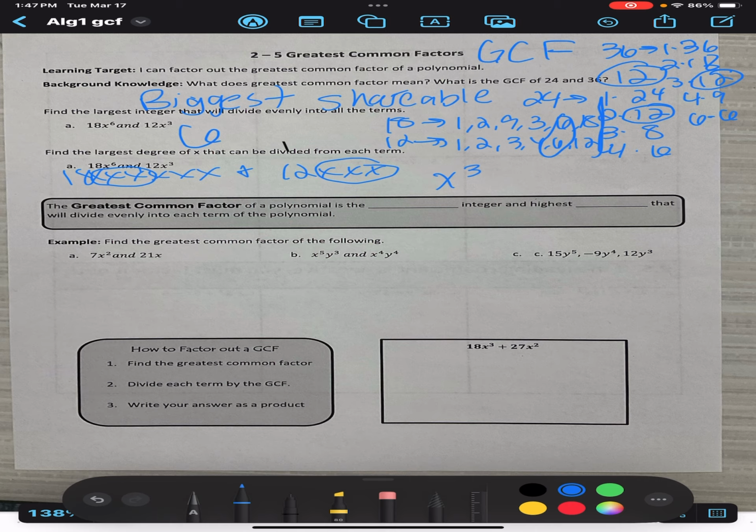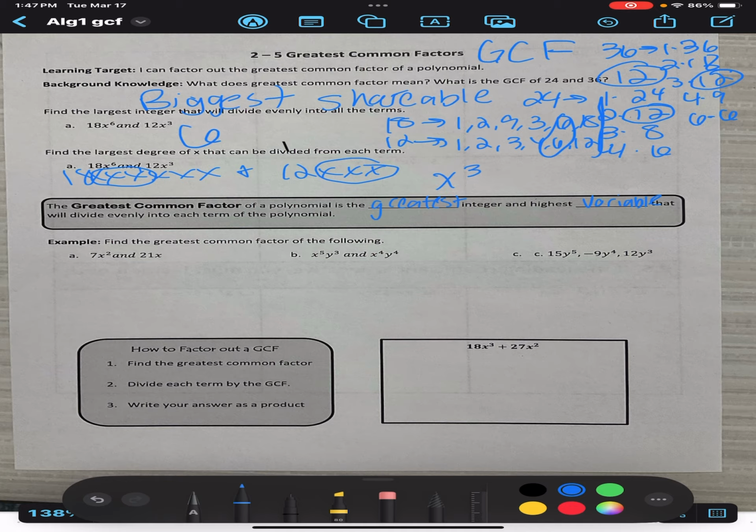So the greatest common factor of a polynomial is the greatest integer and the highest variable that will divide evenly into each term of the polynomial.